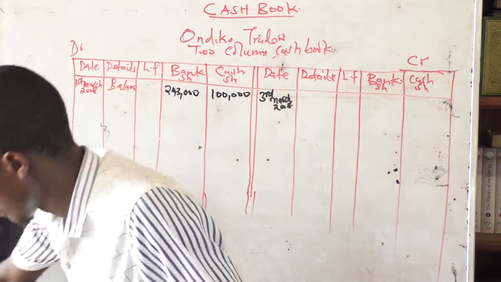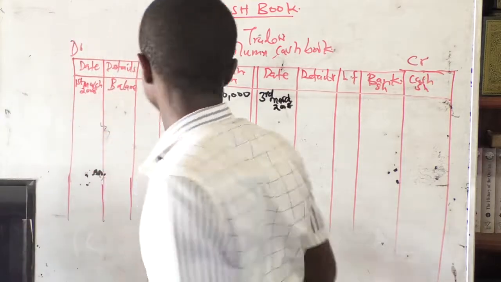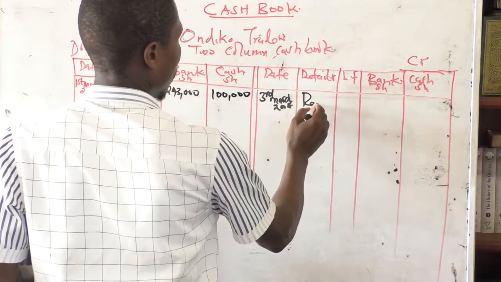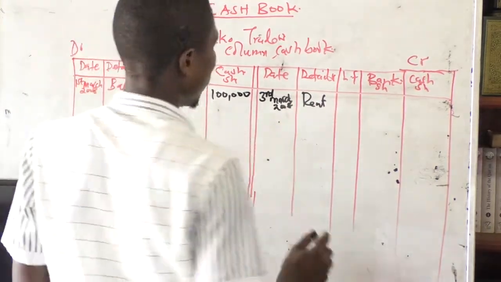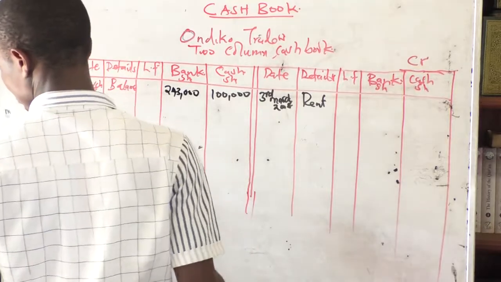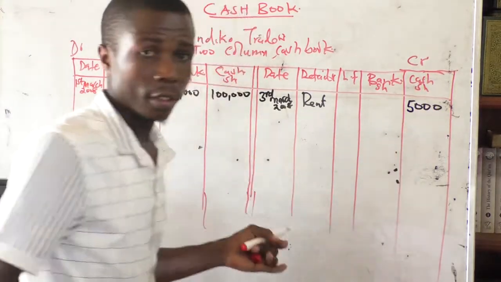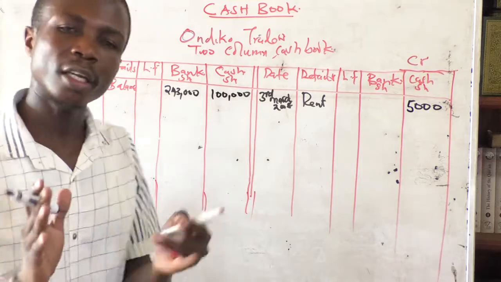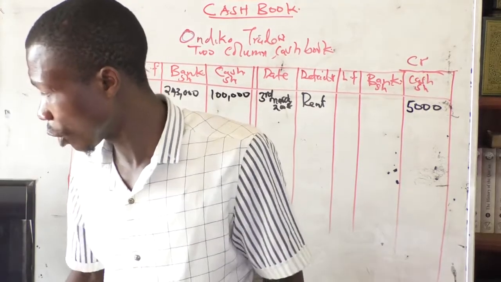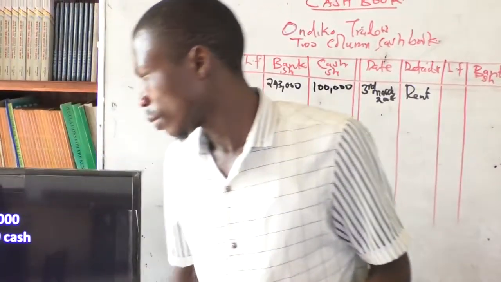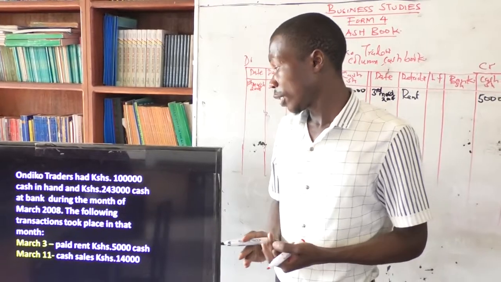In details, you write the reason, rent. Amount was 5,000 and it was in cash. So you write in the cash column 5,000. See how that's simple.